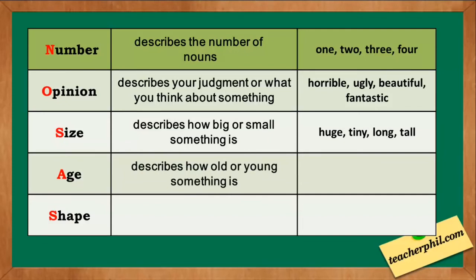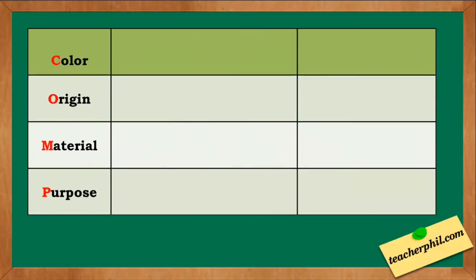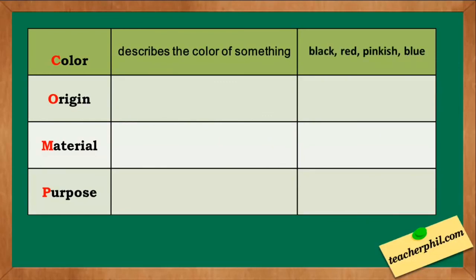Age describes how old or young something is. So I have examples like old, new, young, ancient, antique, and so on. But as for shape, it describes the shape of something. So I can have circular or round, square, triangular, rectangular, and so on. Then for color, it describes the color of something. Okay, for example, black, red, pink, blue, green, etc.